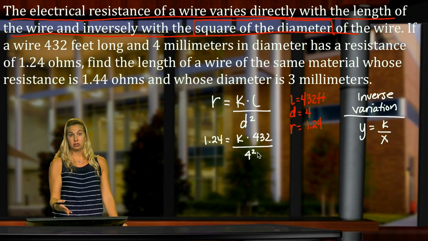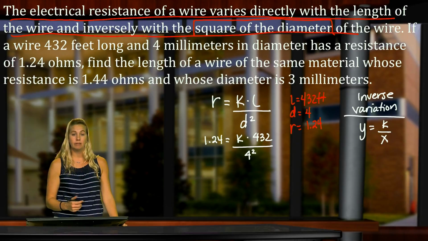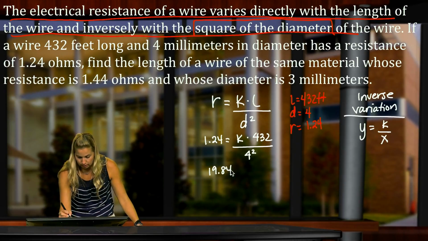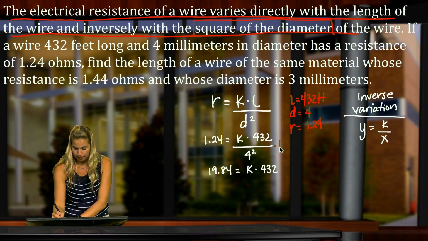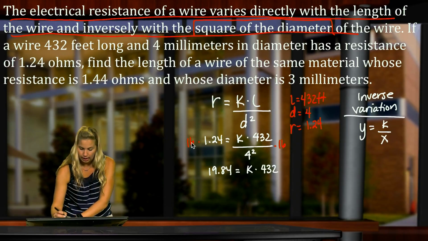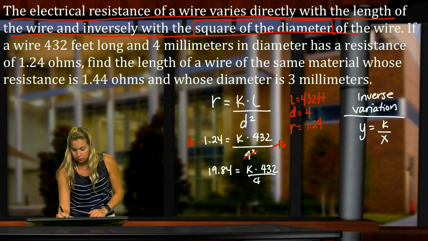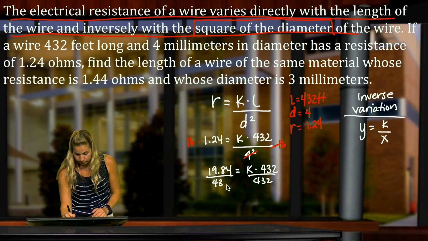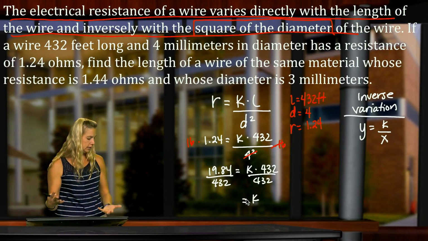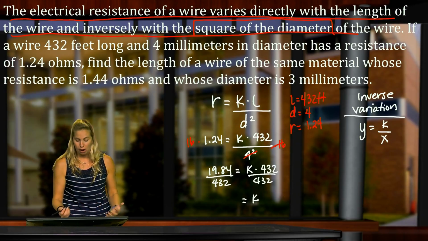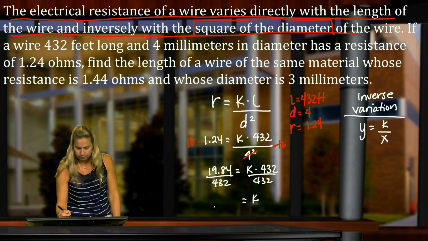To solve for K, we're first going to get rid of the denominator, so we're going to multiply both sides of this by 16. And 16 times 1.24 is 19.84. And that's K times 432. Let me show you that step. I multiplied both sides by 16, and that's what got rid of the 4 squared. Now I want to divide both sides by 432. And when you do that, you get a pretty long decimal. I'm going to round it just for the sake of keeping track, but you should keep it in your calculator. So it rounds to about 0.046.